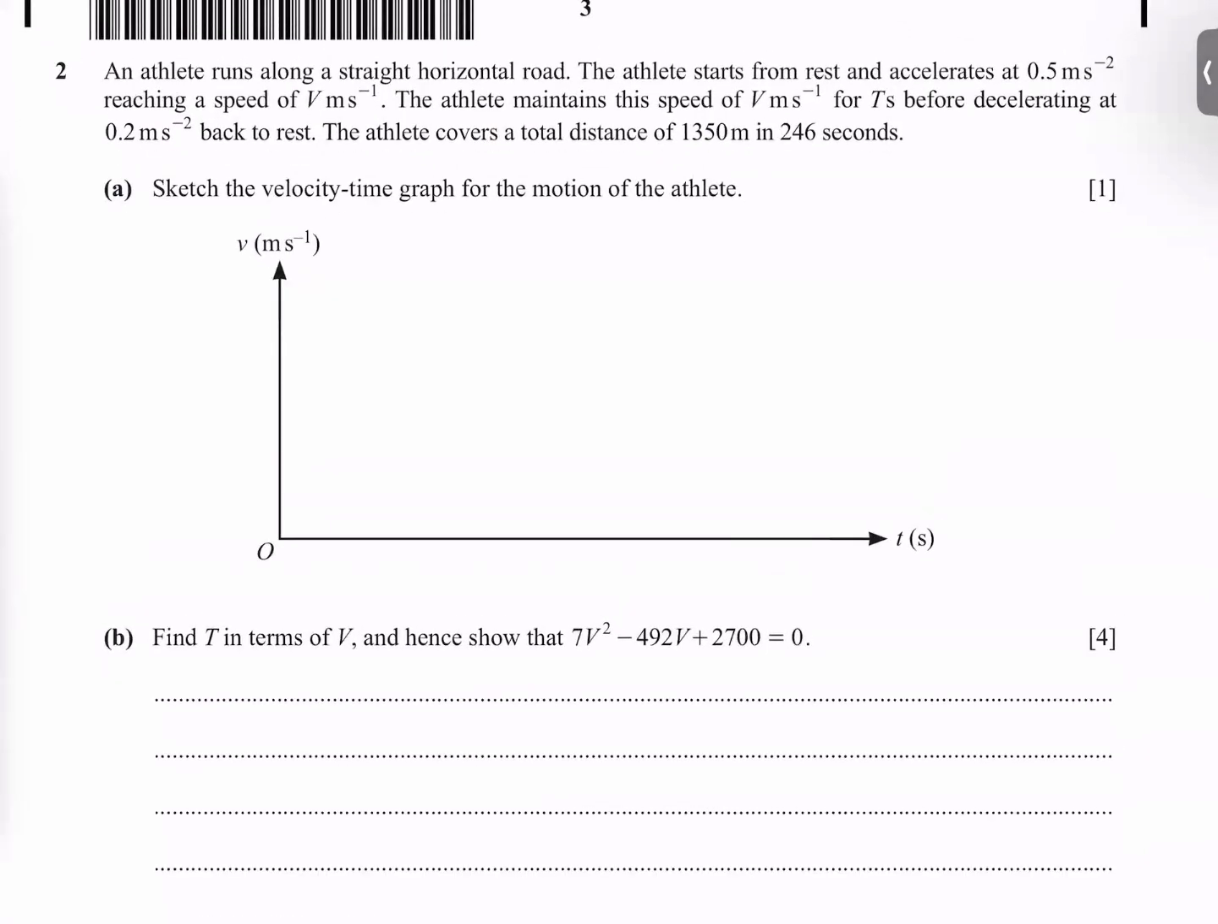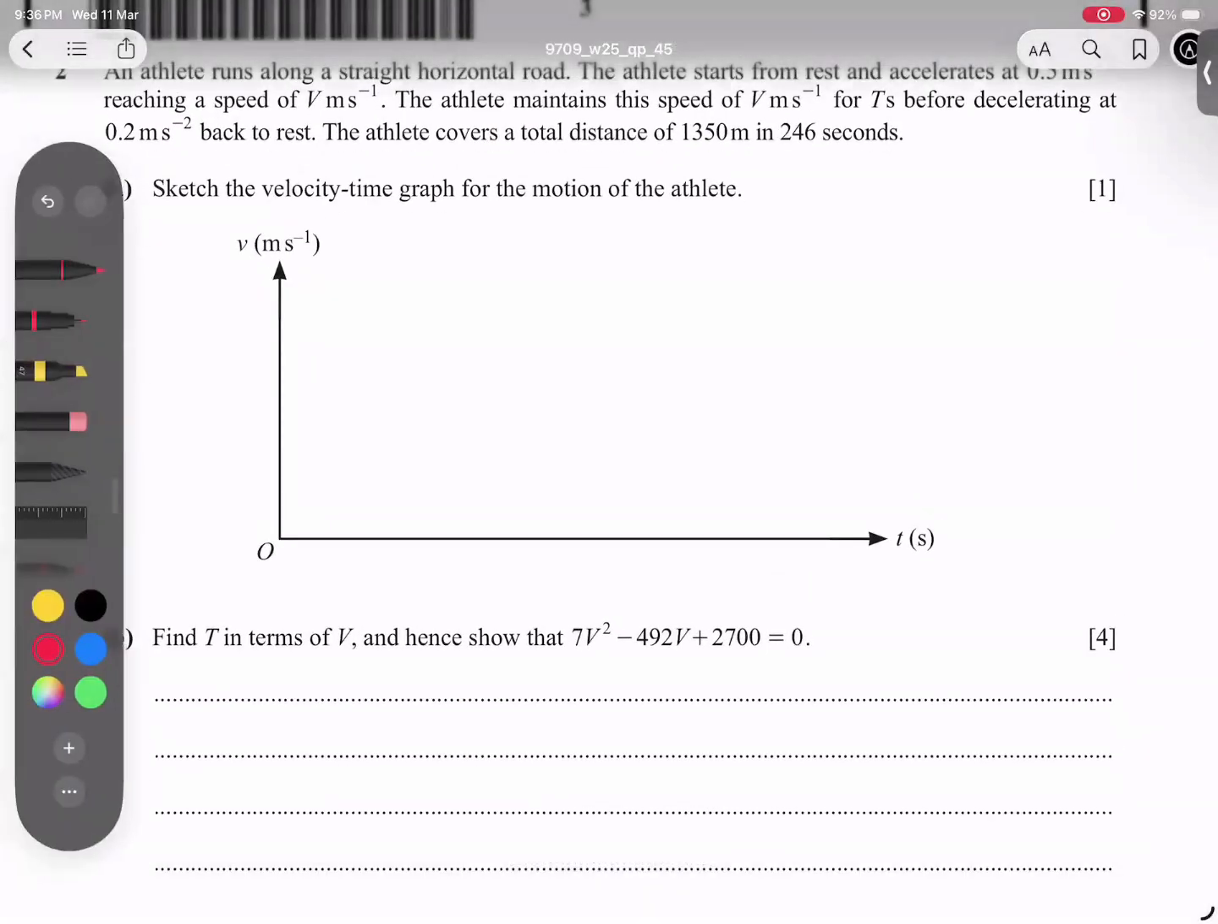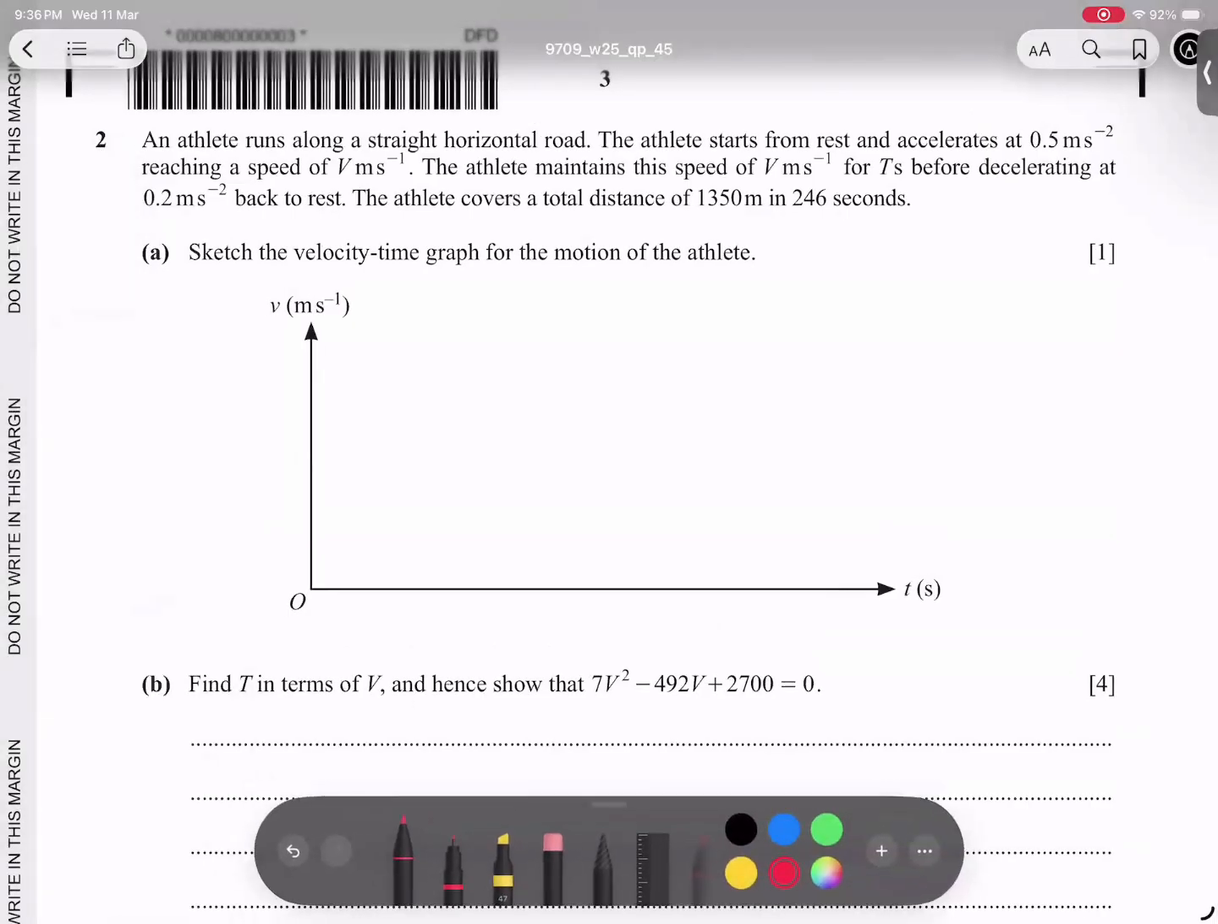Question number two, students. If you read carefully, an athlete runs along a straight horizontal road. He starts from rest, accelerates at 0.5 and reaches a speed of v. How much time is not mentioned at all. Then he maintains this speed of v meters per second for t seconds, so it will continue, and from here till here is t seconds.